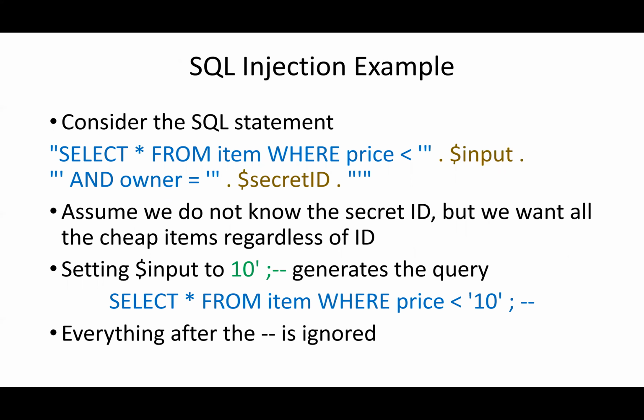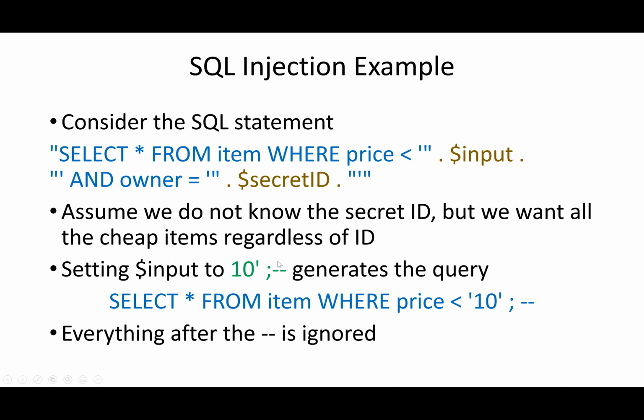Okay. Here is another example where this is what it was expected to be. We select where the price is, wherever the input was, and the owner is, we want to get around that secret thing. We don't know what the secret ID is, but we don't care. We would just like to be able to look at all the cheap stuff. So we put in an input where the input is 10, single quote, semicolon, dash dash space, and that replaces the input.